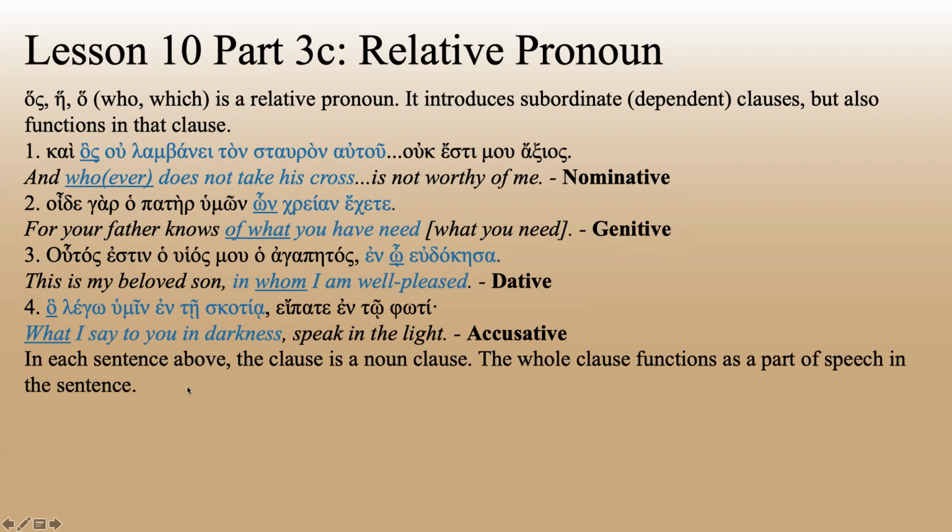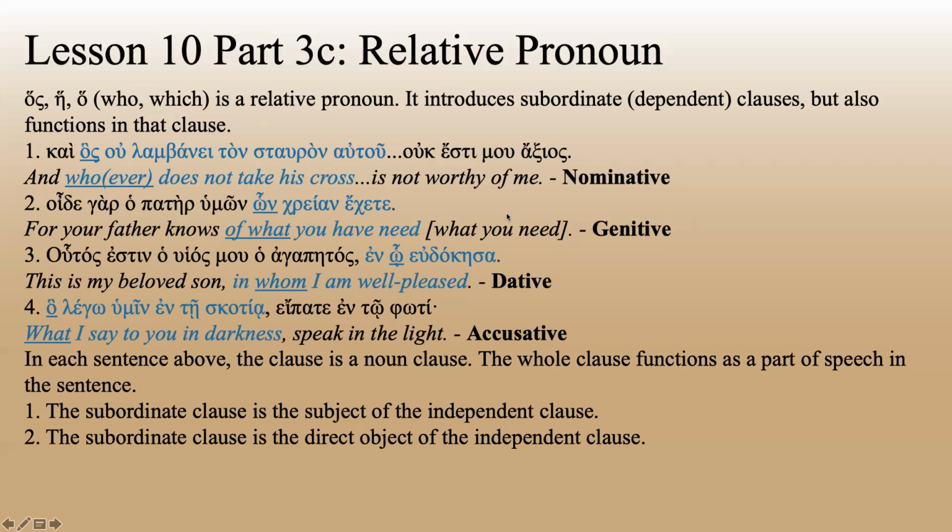Now, in each sentence above, the entire clause, the entire portion in blue, is a noun clause, and the whole clause functions as a part of speech in the sentence. It does a noun job. So in the first sentence, the subordinate clause is the subject of the independent clause. So we look at the independent clause, is not worthy of me. Well, who is not worthy of me? Whoever does not take his cross is not worthy of me. The whole clause is functioning as the subject.